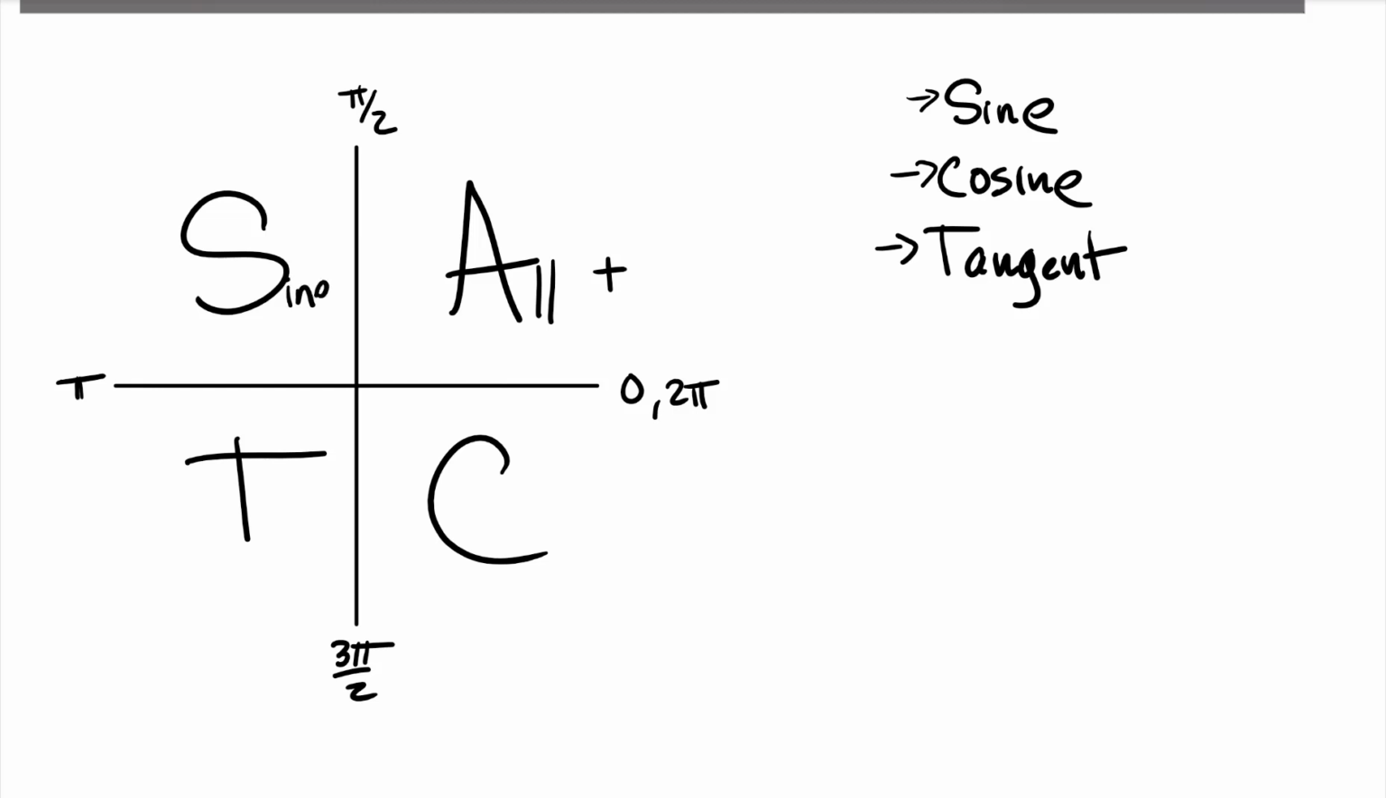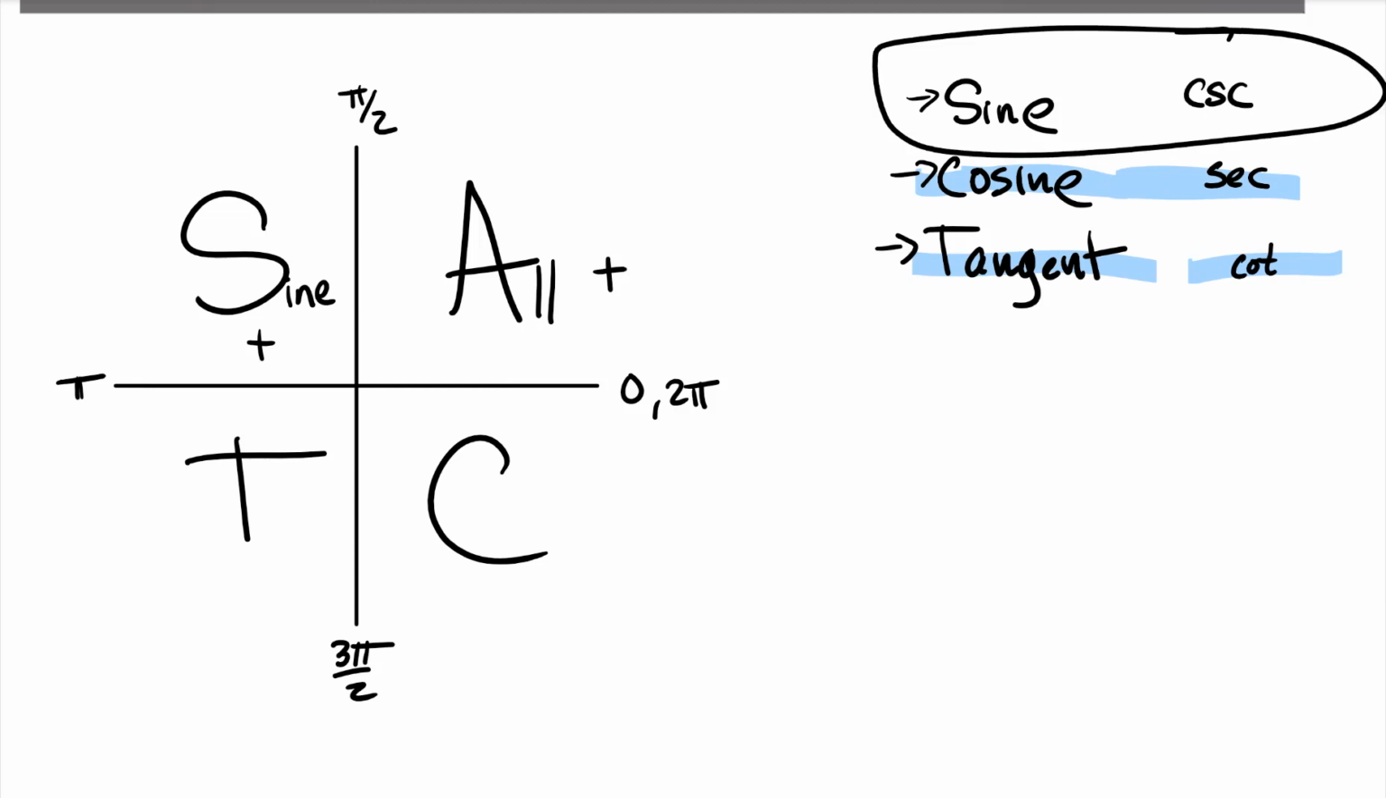In the second quadrant, it means only sine is positive, which would mean that cosine's negative, tangent's negative, cotangent's negative. I should just write those in. Cotangent's negative. Secant is negative. These are all negative. But cosecant and sine, they're positive.